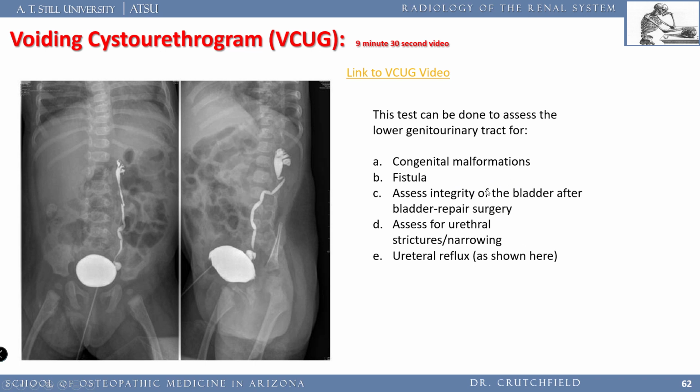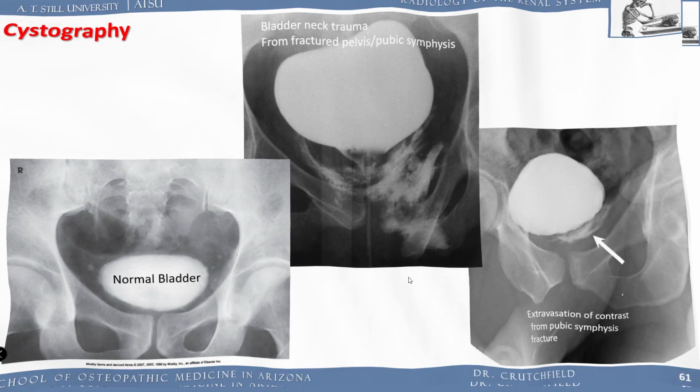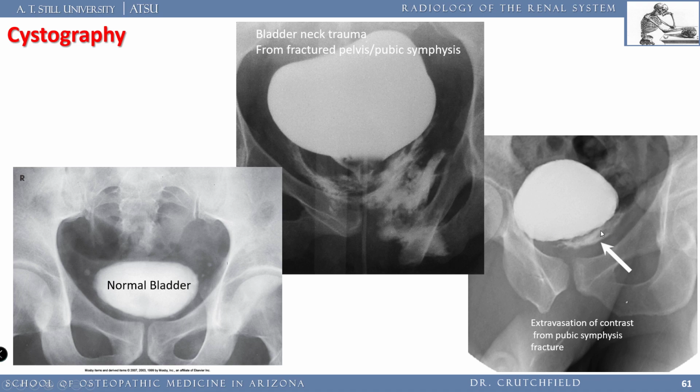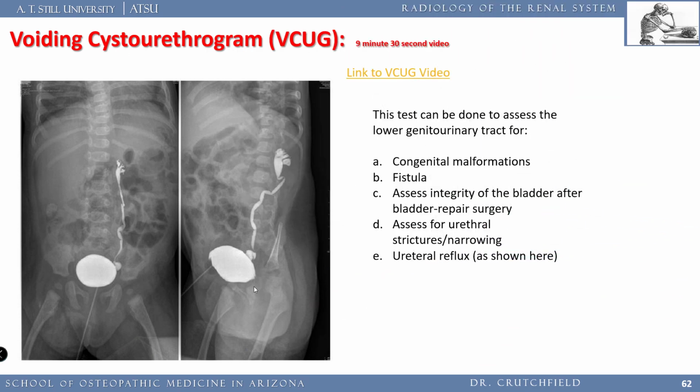We also need to assess the integrity of the bladder after we've done bladder repair surgery, and see if there's a stricture in the urethra or if there's ureteral reflux. I can't see that here, but that's what they're telling me this patient had. So on this previous patient, on this other film, let's say I go in and I sew that up. Then a week to 10 days later, I do one of these, and I need to see if my repair held and they're not leaking urine anymore. Okay.